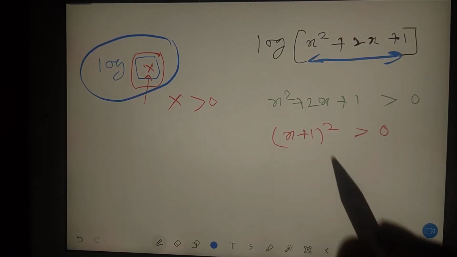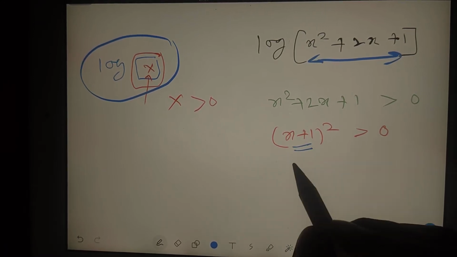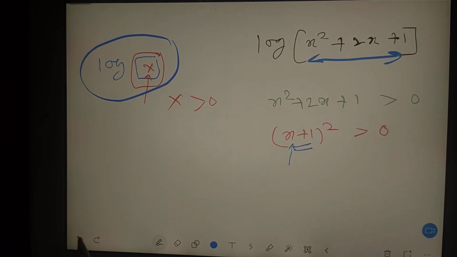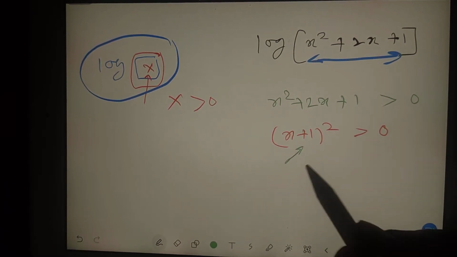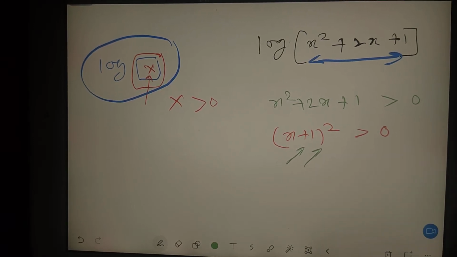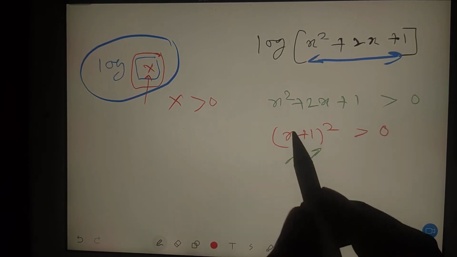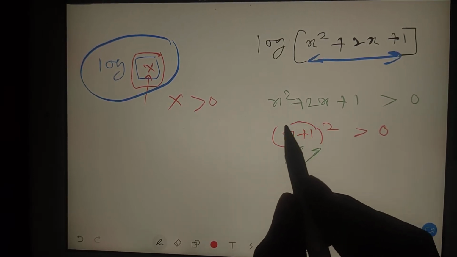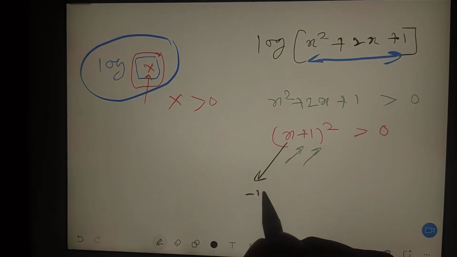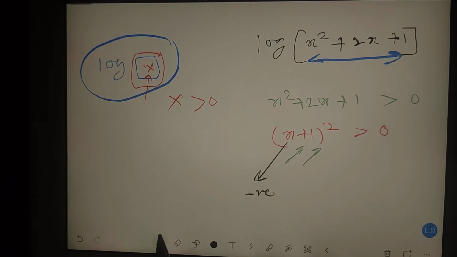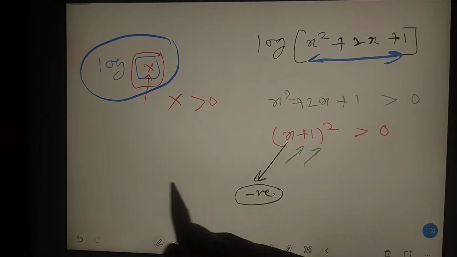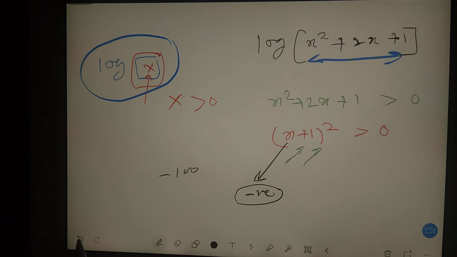Okay, it means any number you substitute should make this always greater than 0. But the problem is, how will you find the range, the location? Like how will you know which number is comfortable, which number is not? So understand, in this x plus 1 whole square, can you substitute any negative number? Yes. Why? For example, can you substitute minus 100? Yes, I can substitute minus 100.